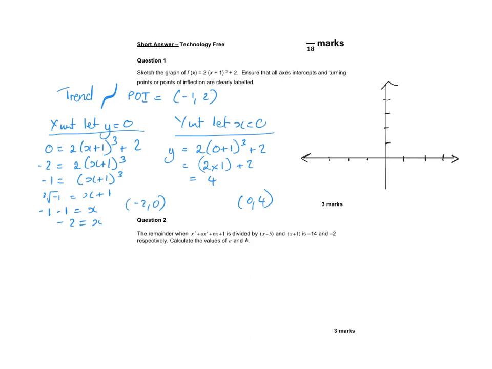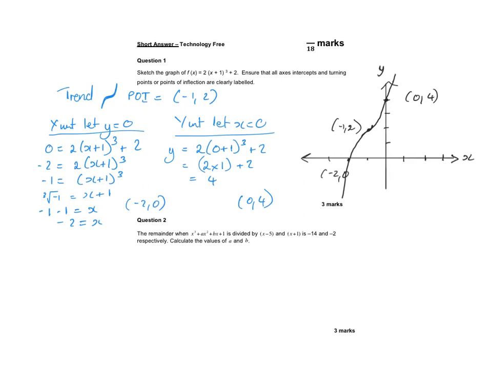The first point that I would probably plot here is my point of inflection. So (-1, 2) would be there. Now I know that it's going to go through there like that. The next point that I'm going to plot is my y-intercept, (0, 4), and my x-intercept is at (-2, 0). So trying to get all of that lined up would look like that. Again, that's (-1, 2). Don't forget to label your axes. And there is my graph.